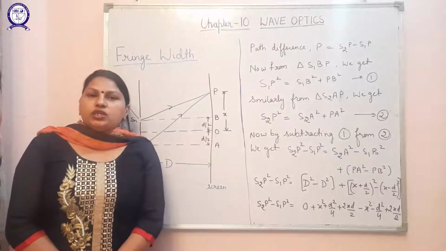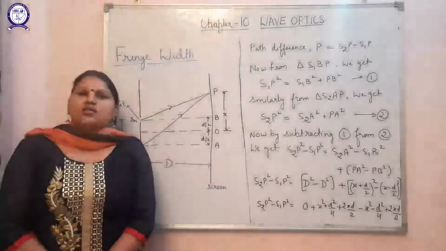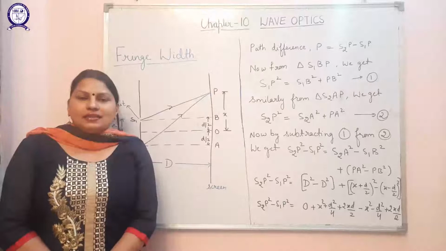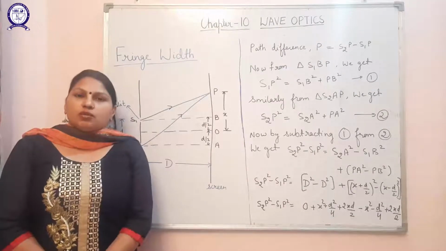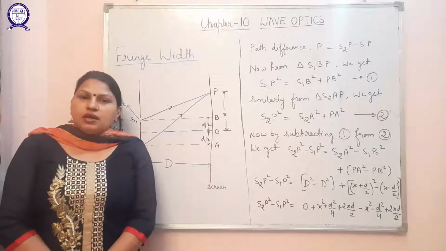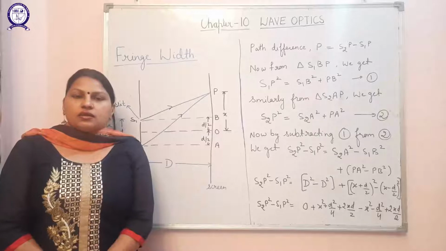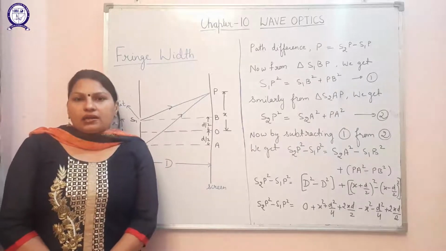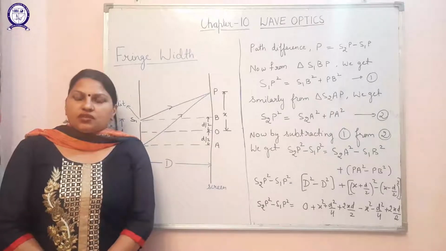Today I am back with a new topic, and today's topic, as written on the board, is fringe width. In the previous topic we studied Young's double slit experiment, and we also studied constructive and destructive interference and calculated the conditions for them. Now in this topic we are going to calculate the fringe width, that is, what will be the width of the bright fringe as well as of the dark fringe.